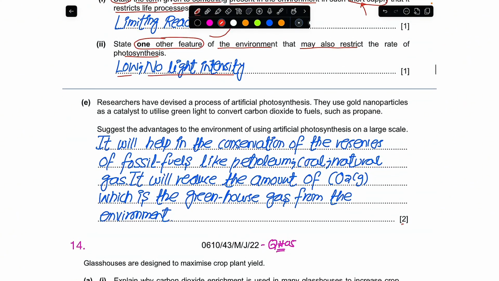For the E part, the total marks were 2, and the setup is that researchers have devised a process of artificial photosynthesis, and for that they used gold nanoparticles. They act as a catalyst, and they utilize green light to convert carbon dioxide to fuels such as propane. This is such an astonishing finding. What we know is that propane is originally extracted from fossil fuels, and there is a lot of load on the fossil fuels when we obtain propane out of it.